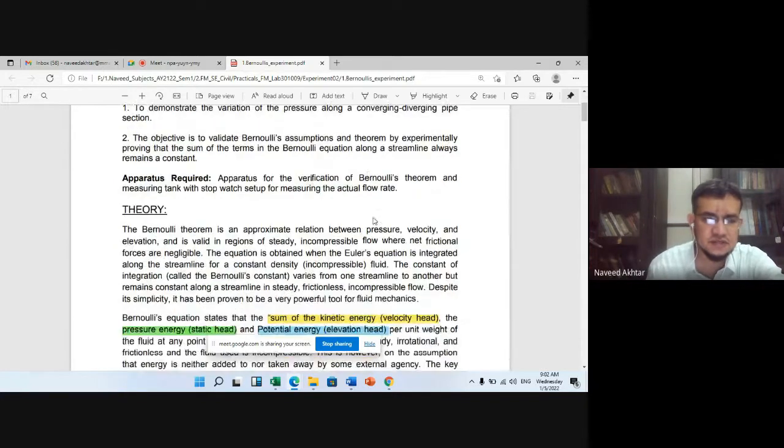The apparatus required for verification of Bernoulli's theorem includes a stopwatch for measuring time. This is the stopwatch setup for measuring the actual flow rate.